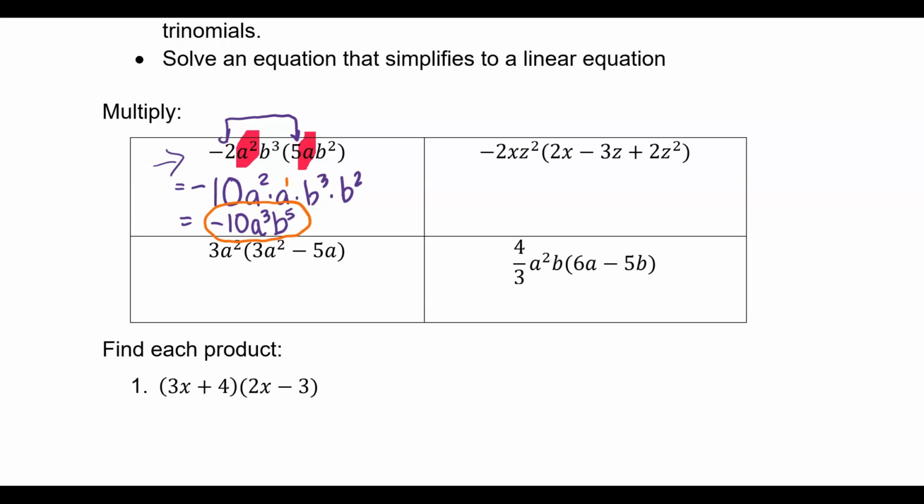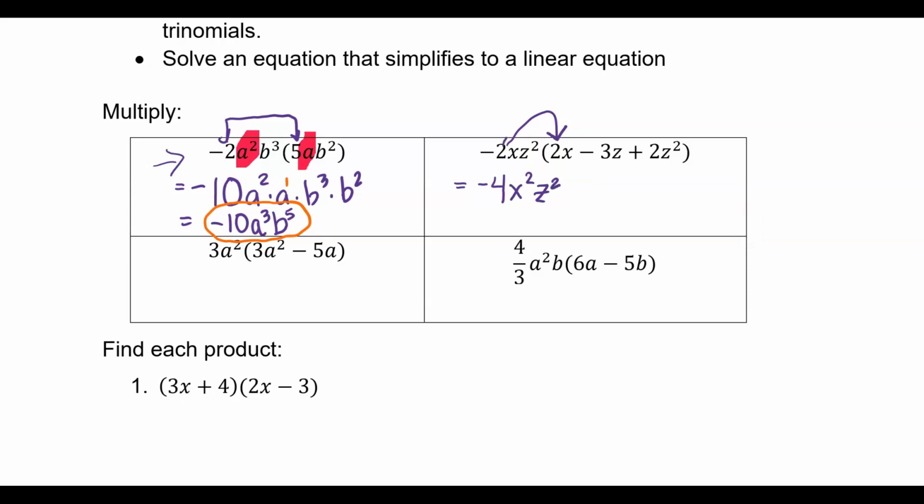Let's actually go to the right over here. Notice we have a monomial, but we're multiplying it times 3 different things. Let's start with 2x. So negative 2 times 2, that will give us negative 4. But x times x, again, we add the exponents, 1 plus 1. That's x squared, and we have z squared.